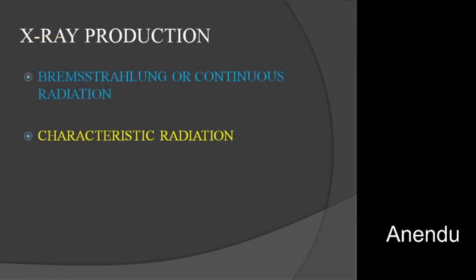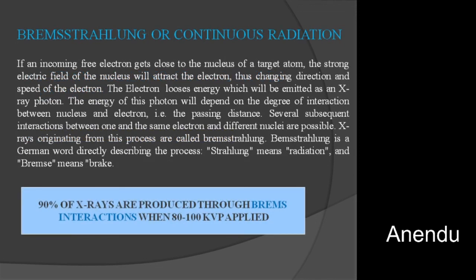There are two types of X-ray characteristic curves, or two types of radiation that come from the target material as X-ray. One is bremsstrahlung or continuous radiation, and the other is characteristic radiation. In bremsstrahlung radiation, the electron comes from the cathode, hits the target material, its energy is reduced, and the reduced energy we get as a form of X-ray. As we know that energy is conserved, the X-ray is continuous.